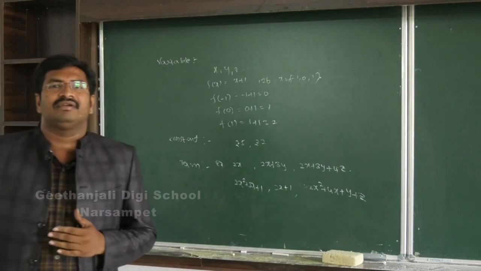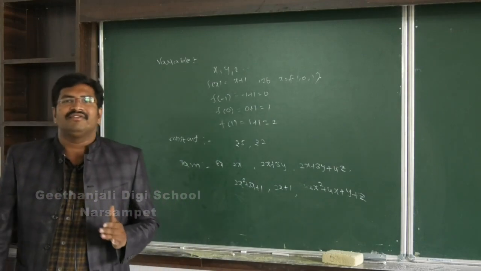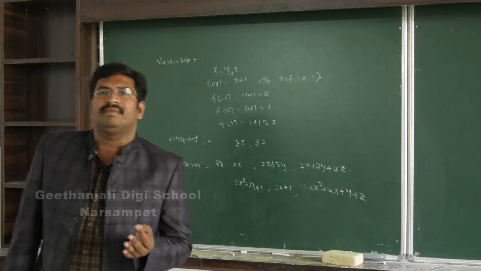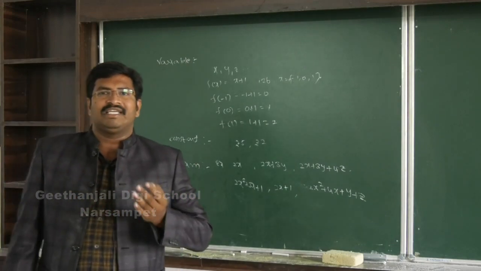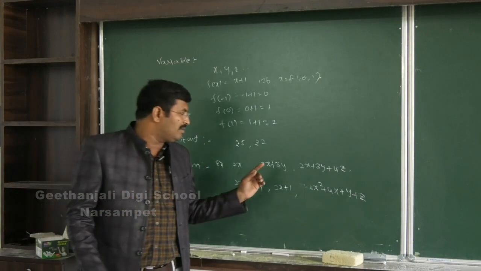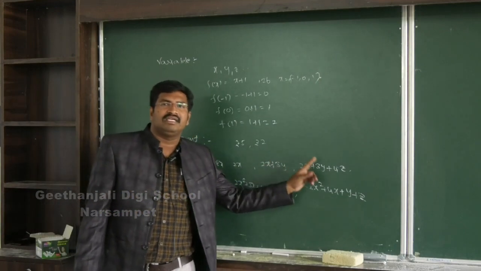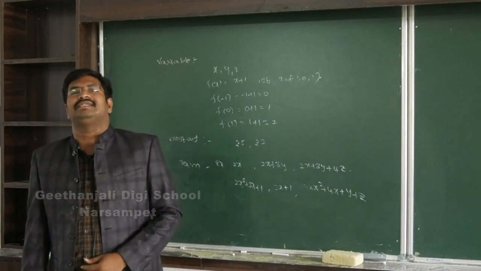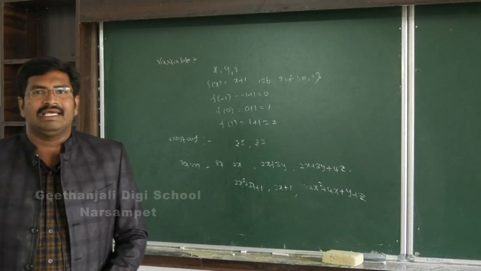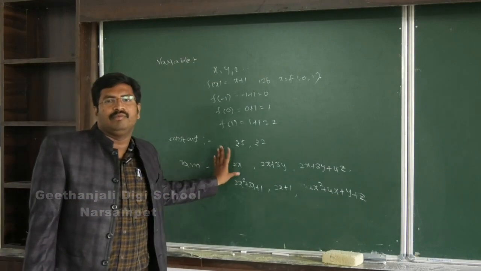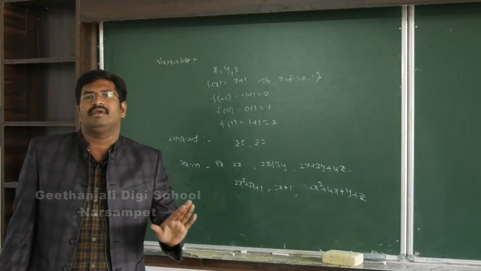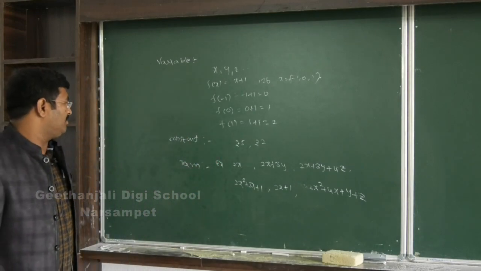Based on the number of terms, the expression is divided into a few types. If the expression has one term, it is a monomial. Two terms, it is a binomial. Three terms, it is a trinomial. More than three terms, it is called a multinomial, irrespective of the number of variables. Based on the number of terms, we divided whether it is a monomial, binomial, trinomial or multinomial.